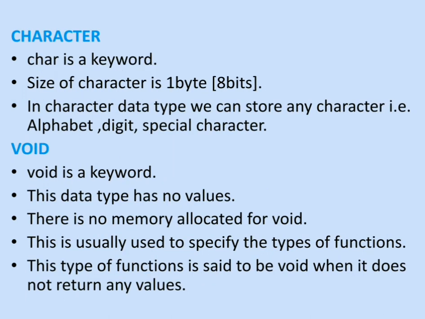Character. Char is a keyword. The size of character is 1 byte, that is 8 bits. In the character data type, we can store any character, i.e. alphabet, digit and special character. Void. Void is a keyword. This data type has no value. There is no memory allocated for void. This is usually used to specify the type of function. This type of function is said to be void when it does not return any value.